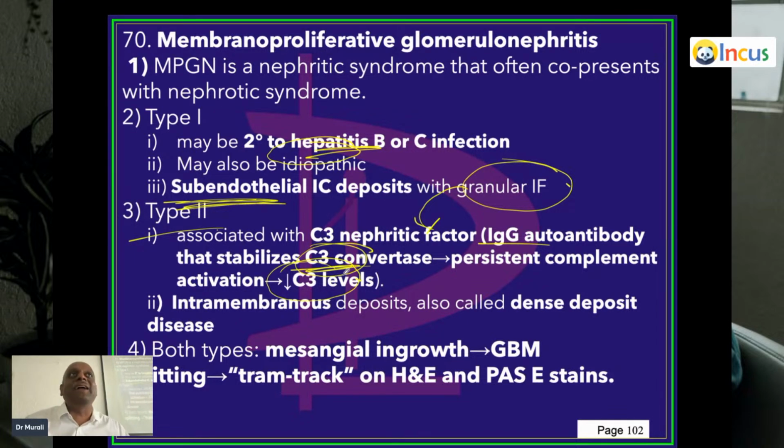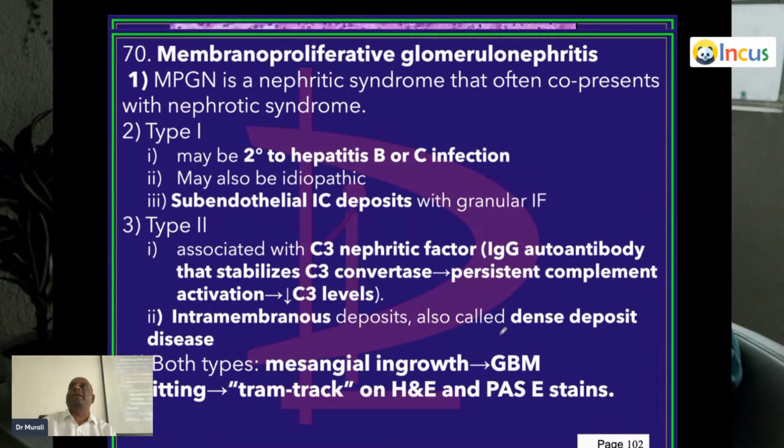Which is associated with hepatitis B and C infection? Type 1. Right? And in both the types, the mesangium will grow. And that growing mesangium will go and split the glomerular basement membrane. Because of that it looks like a tram track, like the trams in Kolkata, a tram track within the city. So tram track on H&E and PAS stains.